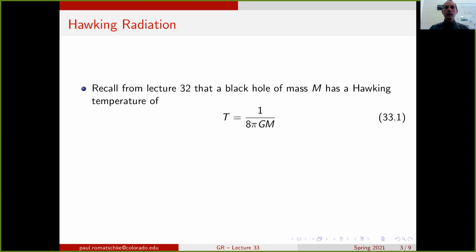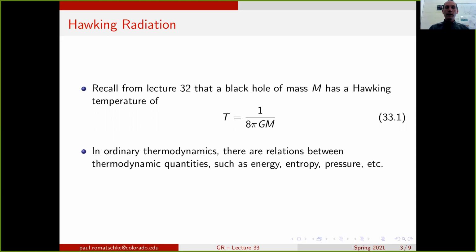To get started, recall that in the last lecture, we found that for a black hole of mass m, the black hole will emit radiation that will have a temperature T that's given as 1 over 8 pi G times the mass m. In ordinary thermodynamics, there are relations between thermodynamic quantities, such as energy, entropy, pressure, and so on. In this lecture, we want to figure out how these relations look for black holes.